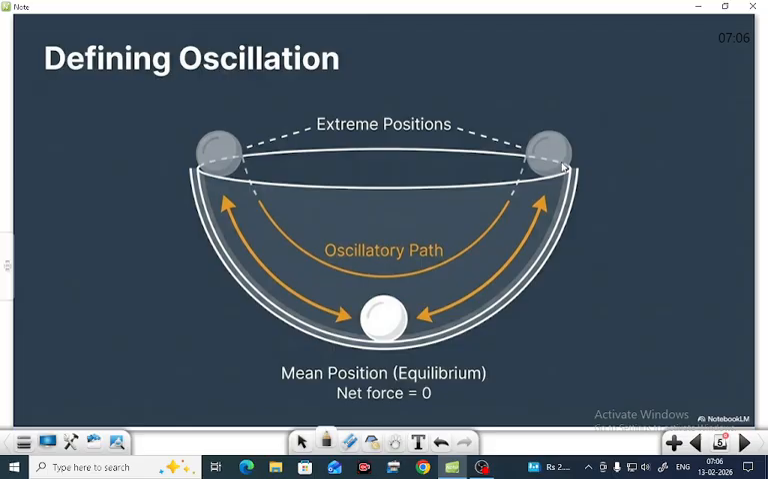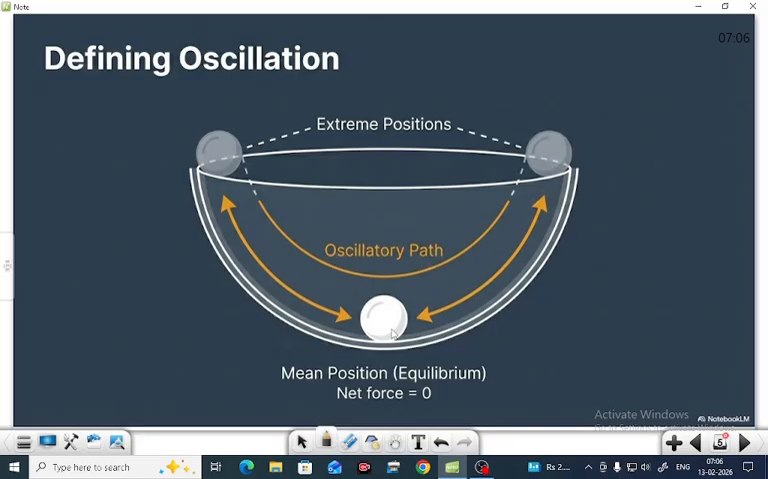You can see that the kinetic energy, or the velocity, at the extreme position is 0 and the velocity at the mean position is maximum. The acceleration at the extreme position is maximum, and the potential energy at the extreme point is maximum. So this is the extreme position, this is the mean position. At the extreme position velocity is 0, at the mean position velocity is maximum.